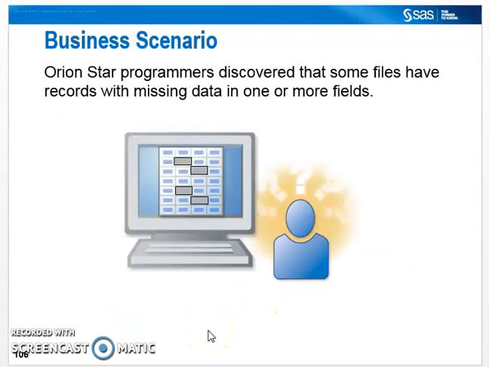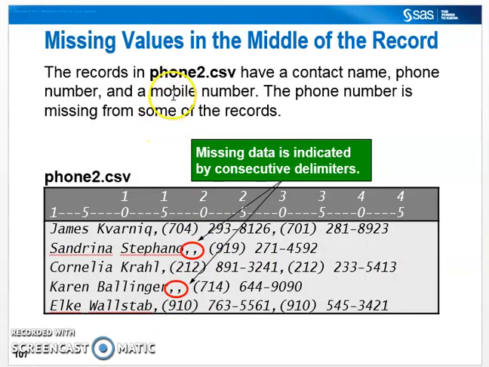Based on this business scenario, Orion Star programmers discovered that some files have records with missing data in one or more fields. Referring to phone2.csv, the missing data is in the middle of the record. In this example, we have a contact name, a phone number, and a mobile number. The phone number is missing from some of the records. If you look here, missing data is indicated by consecutive delimiters.